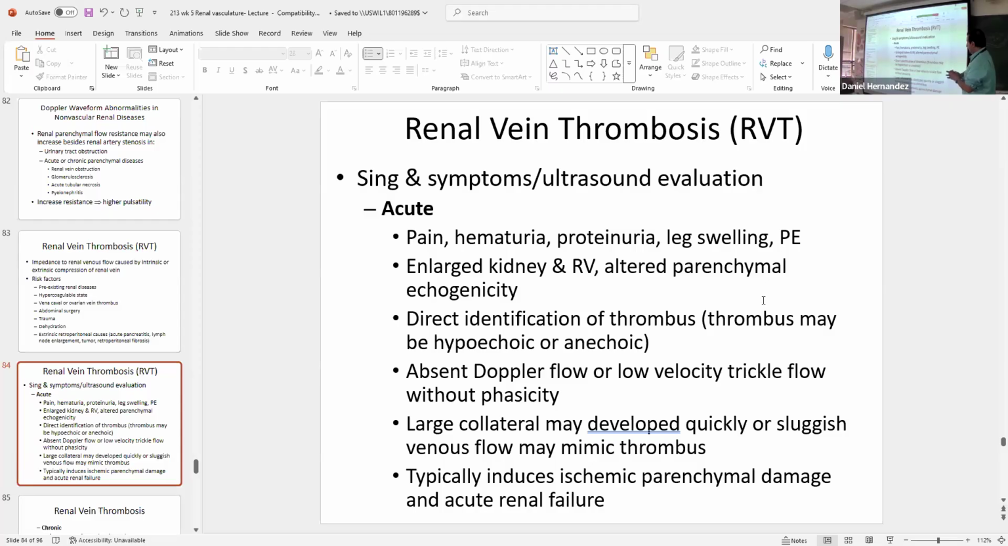We might see absent Doppler flow signals in the main renal vein, or a very slow trickle of flow without phasicity in the renal vein. Large collaterals may develop that show some of that sluggish flow formation. Typically, this induces ischemic parenchymal damage and acute renal failure.